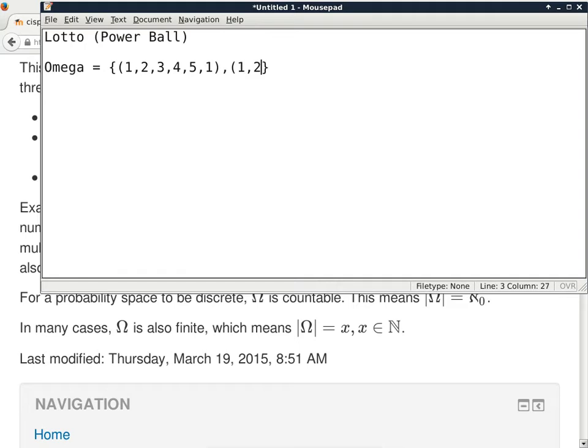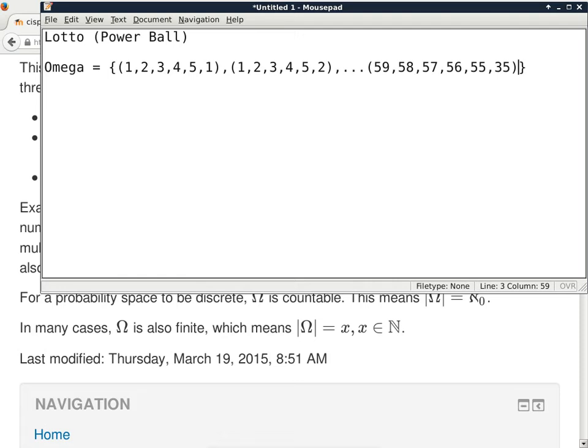The next one is going to be 1, 2, 3, 4, 5, which is the lucky number, plus the Powerball number of 2, and so on. And I think the last one is going to be 59, 58, 57, 56, 55, because you can pick from 1 to 59 for the lucky number, with a Powerball number which is only going from 1 to 35. So 35 is the last one. So there are a lot of elements in omega. Are we doing okay so far with the meaning of omega? It is the set of all possible outcomes.